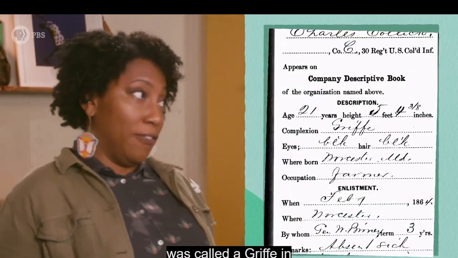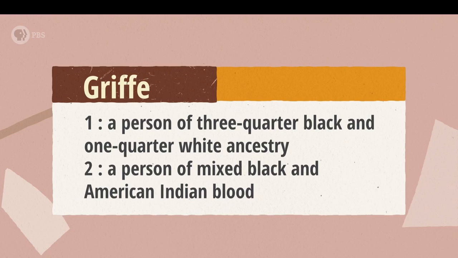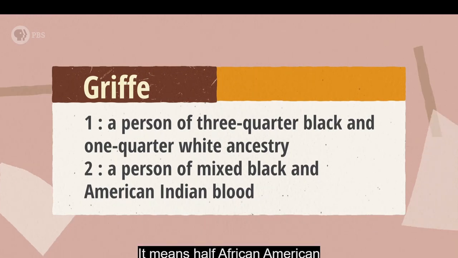My mom's great uncle was called a Griff in his military records. Griff? That sounds like some Harry Potter stuff. Well, you're not wrong. It comes from the word griffin, which means half lion and half eagle. It means half African American and half Native American. So wait, the African American part is lion? Yeah. That's messed up. You think I could bring it back, though?